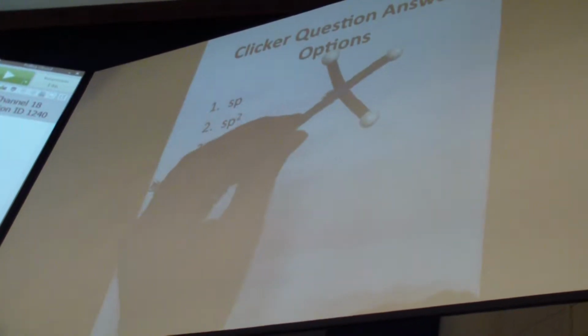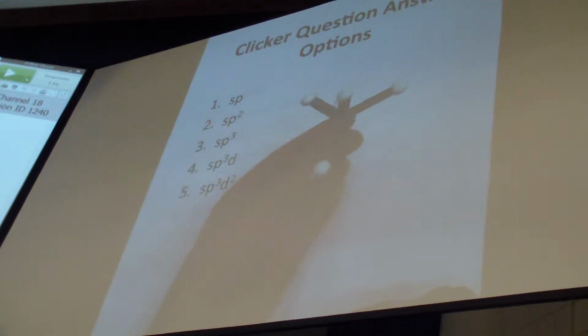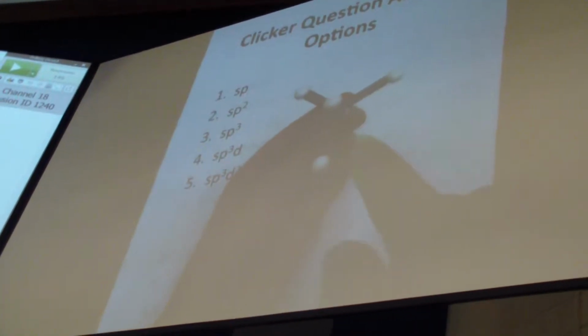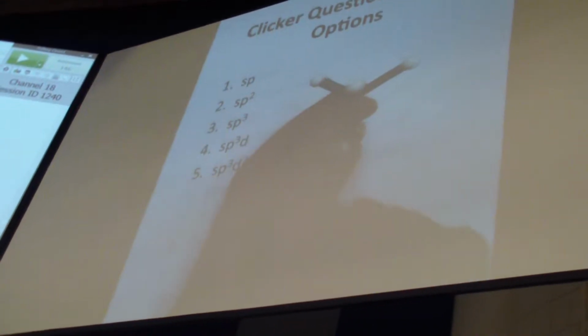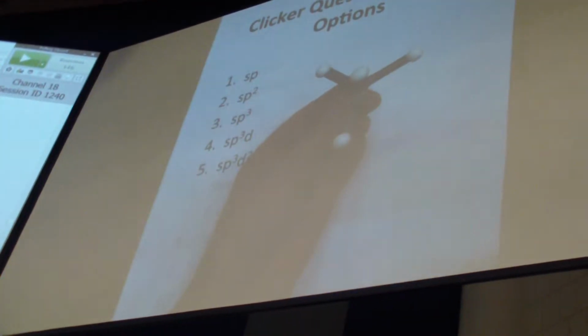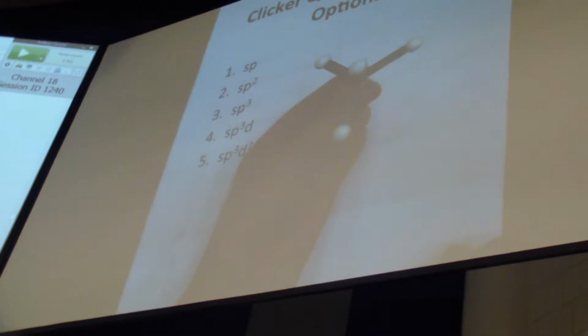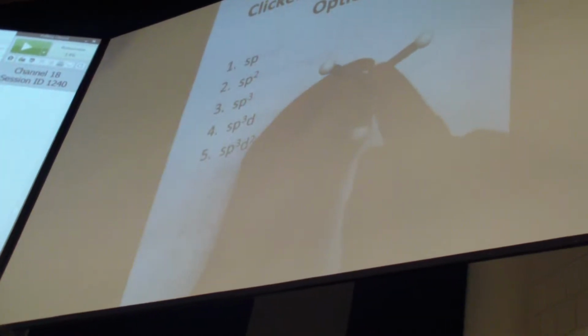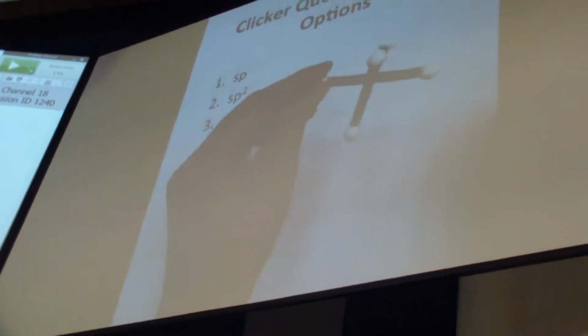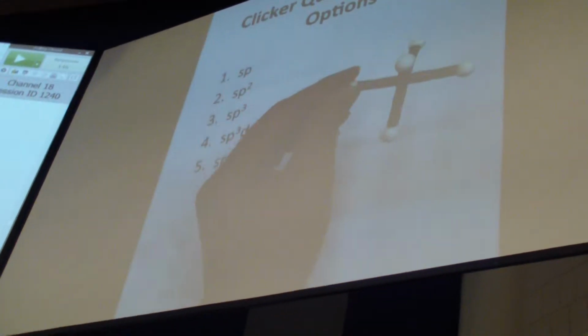What are the bond angles in here? 120, 90, 180. 120 from outer to inner to outer. What else? 90. 90 from axial down to equatorial. And what else? 180. 180, exactly. Very good.